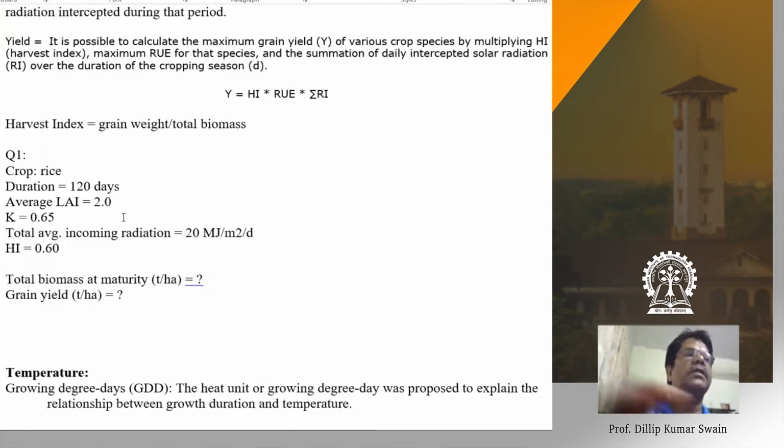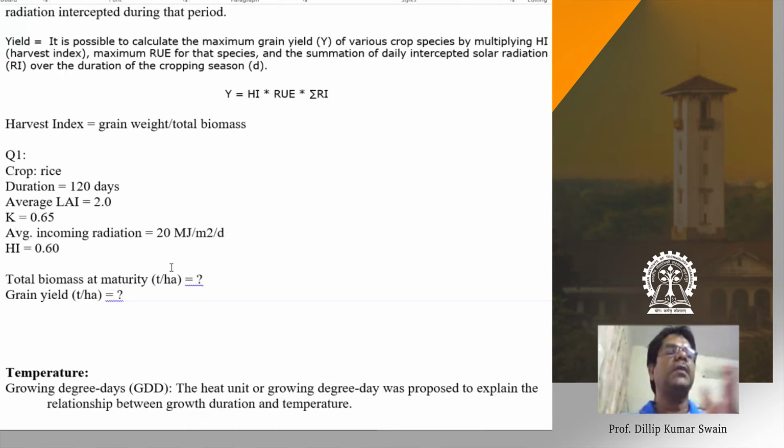And total average incoming radiation, it may vary from day 1 to day 120. From day 1 it may be around 10 megajoules or 12 megajoules, sometimes 20. Again it may decrease to around 18 megajoules or 10 megajoules per meter square per day. But if you see the average, sometimes it may be more than 20 and sometimes less than 20. Average you have taken as 20 megajoules per meter square per day. Harvest index 0.60. So now you calculate the total biomass at maturity and the grain yield in ton per hectare. How much you can estimate from this information.